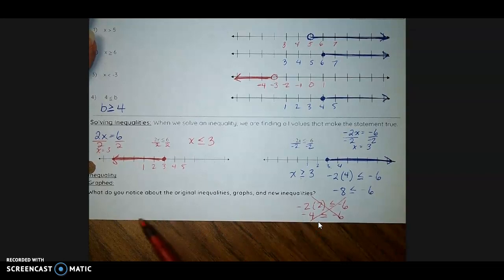So take some time and think, what have I learned here? How could I put this into my own words? How can I explain this to somebody who hasn't seen it before? So go ahead and pause and write some thoughts down there.